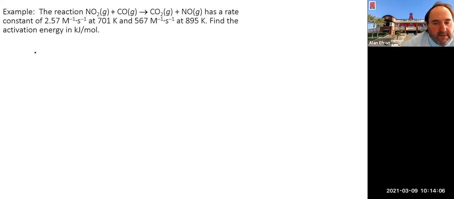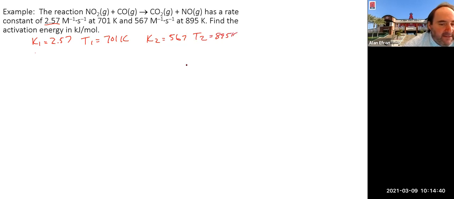Okay, let's take a look here and see how we're doing. In this case, we could use the mathematical version of that equation that we talked about, because we have 2 points pretty much given to us. You can label these however you want. Usually people just go in order. So we'd call K1 2.57. Our temperature one would then be 701. Our K2 would be 567, and our T2 would be 895 in this case.